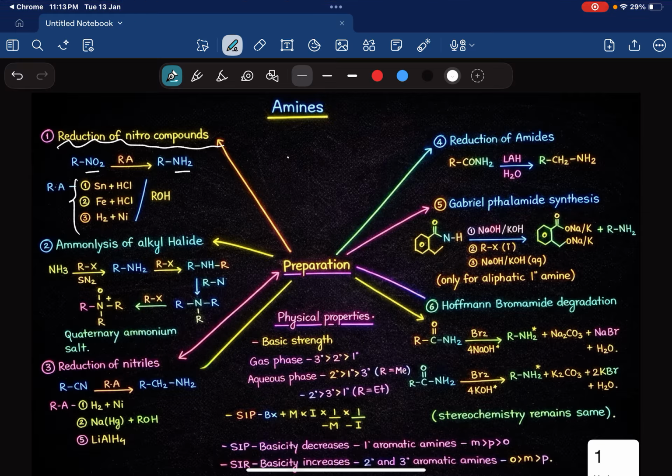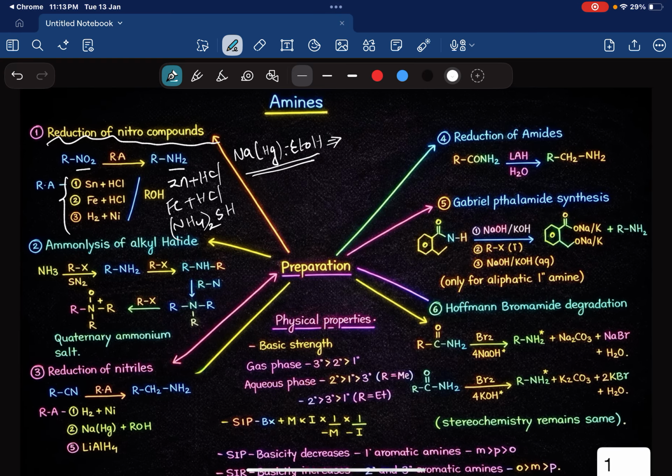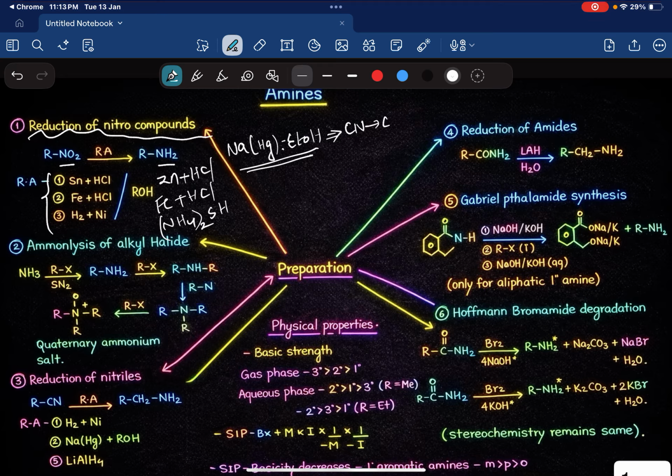So Sn plus HCl, Fe plus HCl and H2 plus Ni. Along with this we can also use some more reducing agents: Zn plus HCl, Fe plus HCl, (NH4)2S, and sodium amalgam with EtOH. This reagent especially we use for a reaction called the Mendius process. In this case CN is converted into CH2NH2. So this is also one of the named reactions, called the Mendius process, where CN becomes CH2NH2.